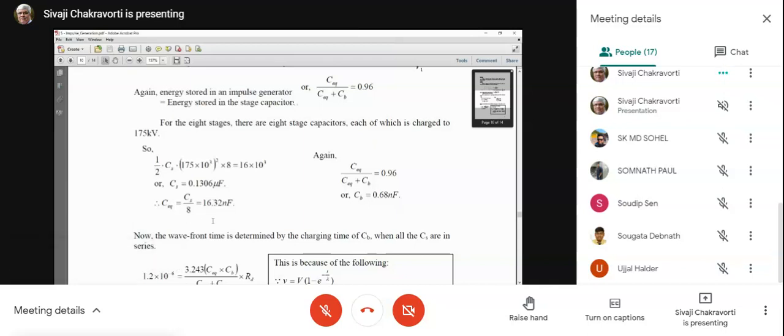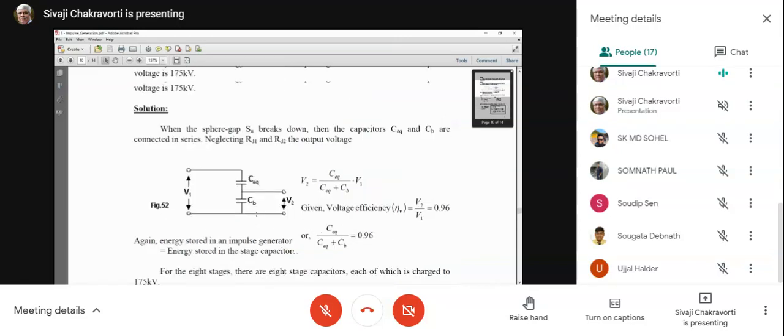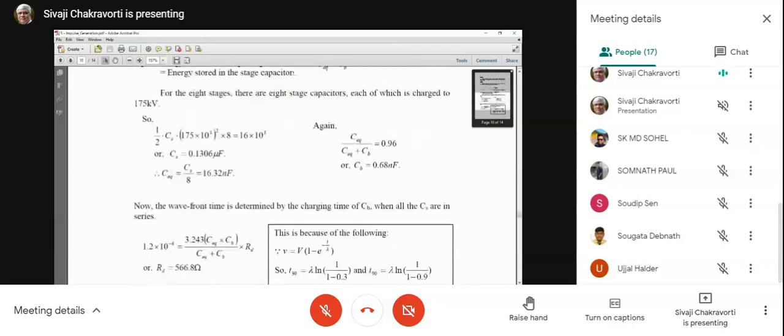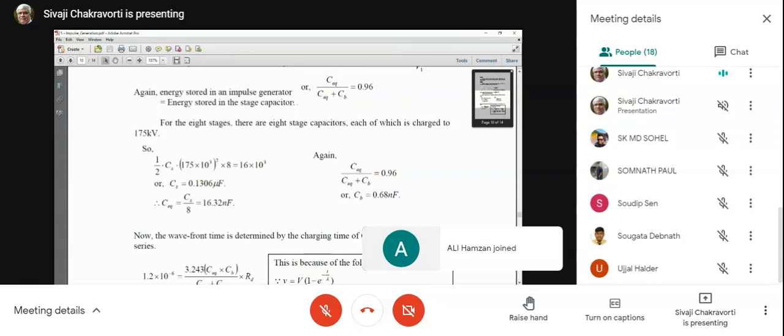So what do we get? CS, that means the individual stage capacitance, is 0.1306 microfarad. But they are all in series, so the equivalent capacitance is CS by N. So N is 8, so C equivalent is CS by 8. It is 16.32 nanofarad. Then we put this ratio of 0.96, we find CB as 0.68 nanofarad. So from here we can get the values of CS and CB, what we have to give.